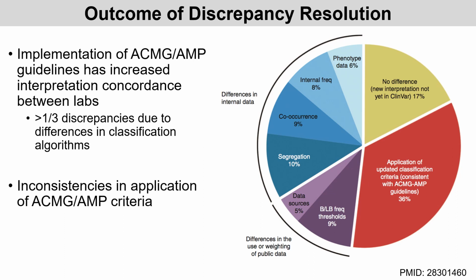Overall, moving to the ACMG/AMP guidelines has helped laboratories be more consistent in their interpretations. In this study, where we had clinical labs reassess variants that previously had differing interpretations, we saw that just using the ACMG framework resolved about a third of these differences. However, inconsistencies can still apply in how a laboratory chooses to apply a specific piece of evidence and how much weight they give it.